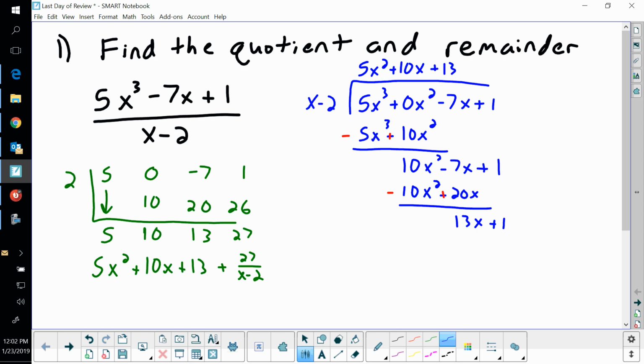We'll multiply that through, and we will get 13x minus 26. Again, we're subtracting, so we'll switch both those signs. 13x minus 13x, that is 0. 1 plus 26 gives us 27. Nothing times an x will give us 27, so that's our remainder. So we'll put a plus because it's a positive 27. If it was a minus, we would have put a minus. And we have 27 over x minus 2. And that would be our quotient and remainder.